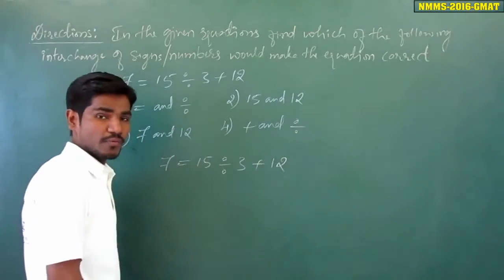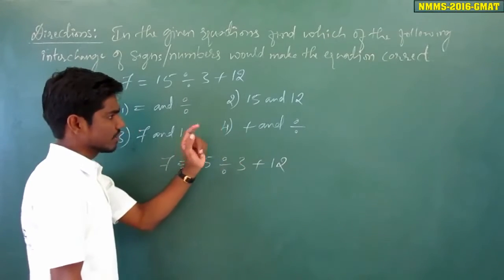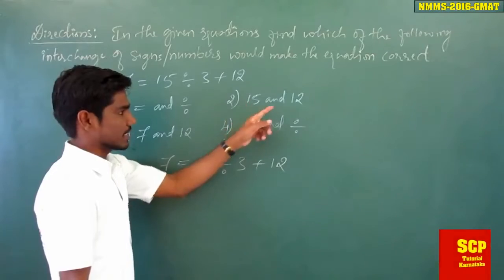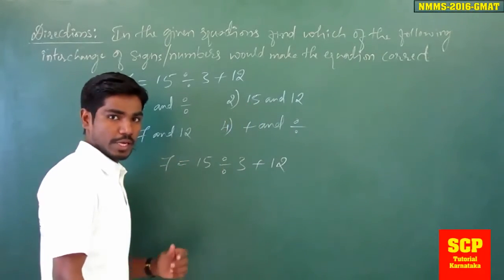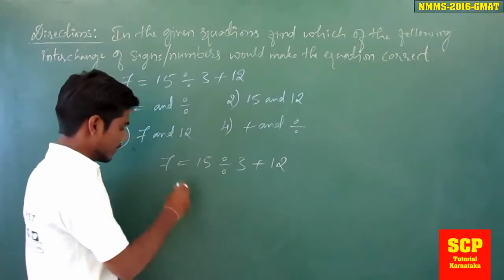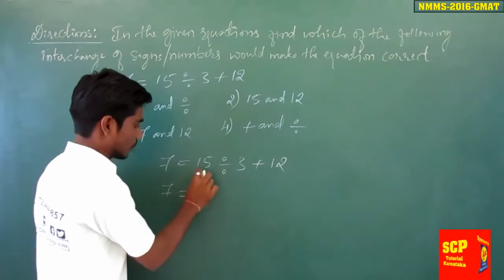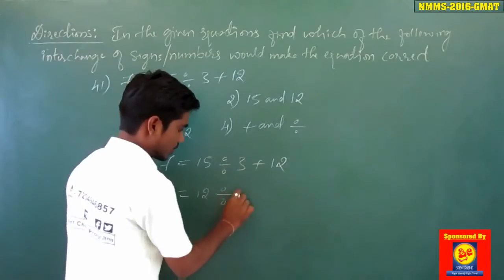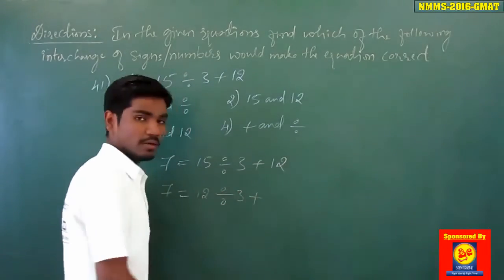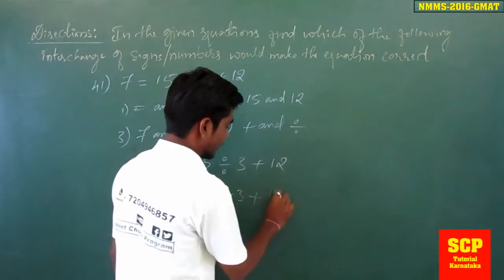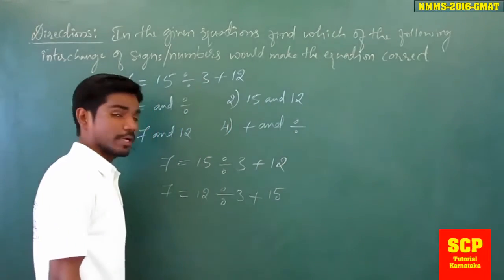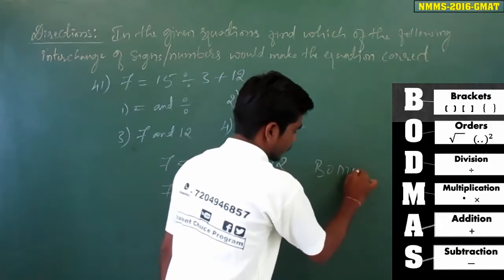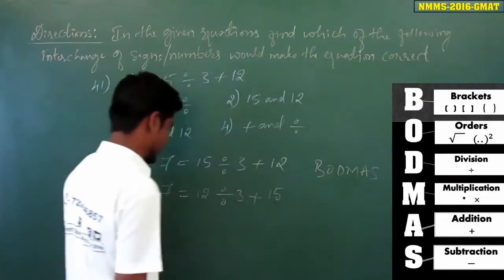Well friends, according to the second option, we have to interchange 15 and 12. That means wherever there is 15, you write 12, and wherever there is 12, you write 15. So, 7 is equal to, instead of 15 you write 12, divided by 3 plus, instead of 12 you write 15. Now, before solving, again you need to remember the BODMAS rule. According to this, the division comes first.